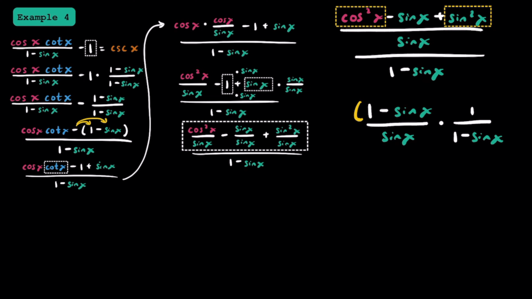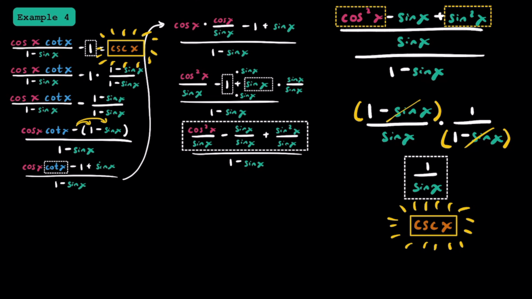The reason why I'm going to do this is because this 1 minus sine of x can cross cancel with this 1 minus sine of x down here. These are going to just simplify to make 1, and we'll have 1 over sine of x. Hopefully this is a reciprocal trig function that you recognize, and we can rewrite this as cosecant of x. And finally, we verified that the left side does equal cosecant of x.